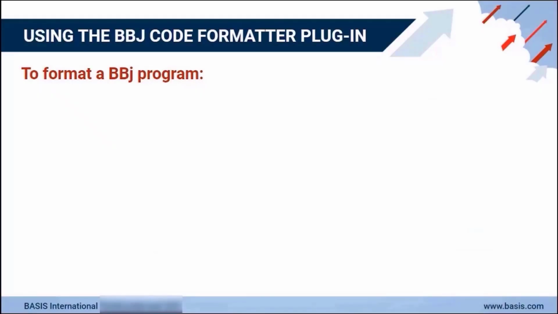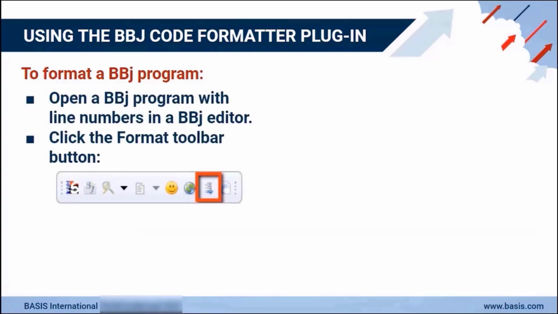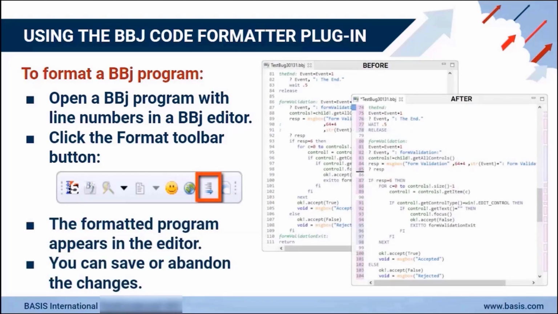To generate a formatted output, you do that also from the toolbar, and you use the BBJ toolbar button. You open a BBJ program with line numbers in a BBJ editor, and you click the Format toolbar button, which is the button highlighted in the red square there. And again, the formatted program appears in the editor. Again, you can save or abandon those changes in that editor.